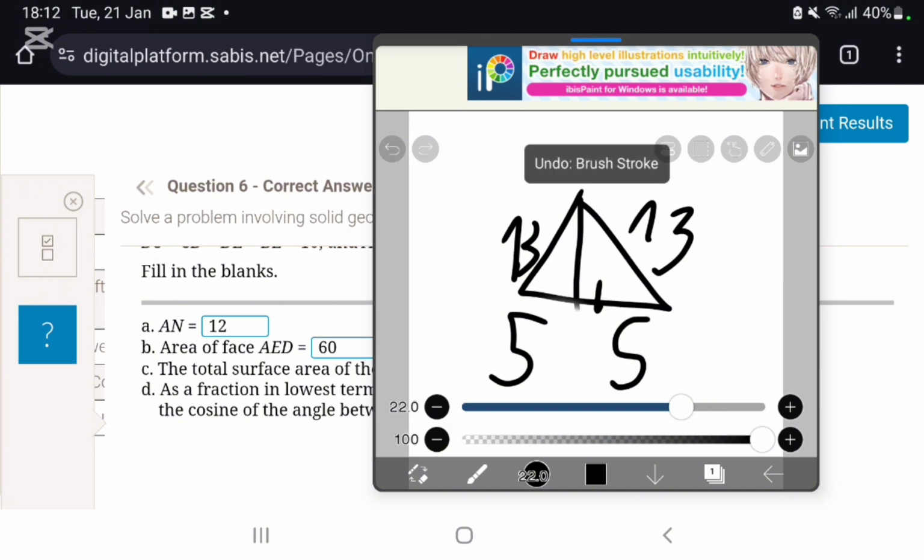So now we can do Pythagorean theorem. We can do 13 squared minus 5 squared, which is 144. But we want this side, not the side squared. So we're gonna have to do square root of 144, which is 12.